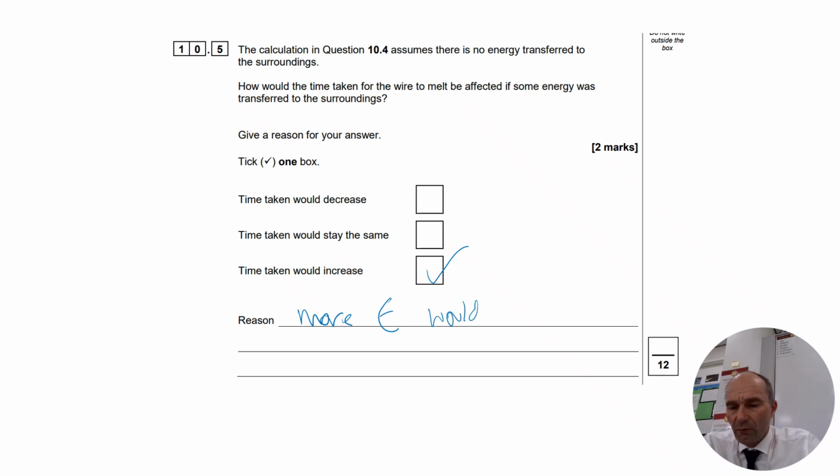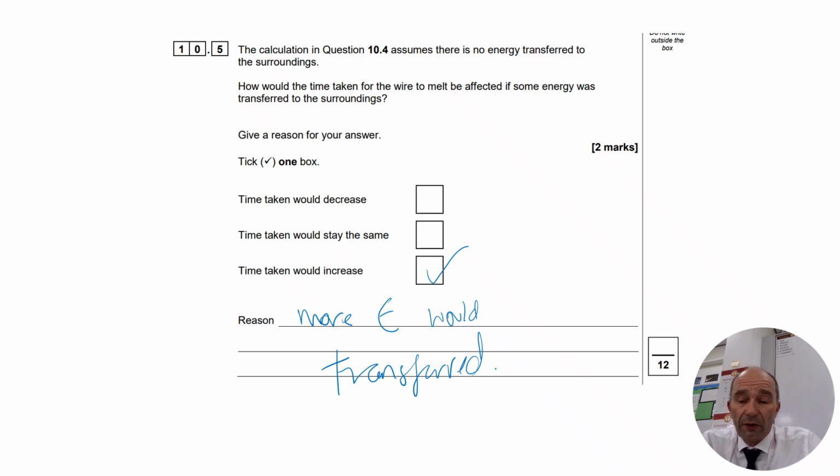would need to be transferred. Right, so you only get the second mark if you get the first mark right. So clearly the reason has to explain the correct answer, and that's worth 2 marks in total. That question is worth 12, some nice maths ones in there, nice way to finish the paper.